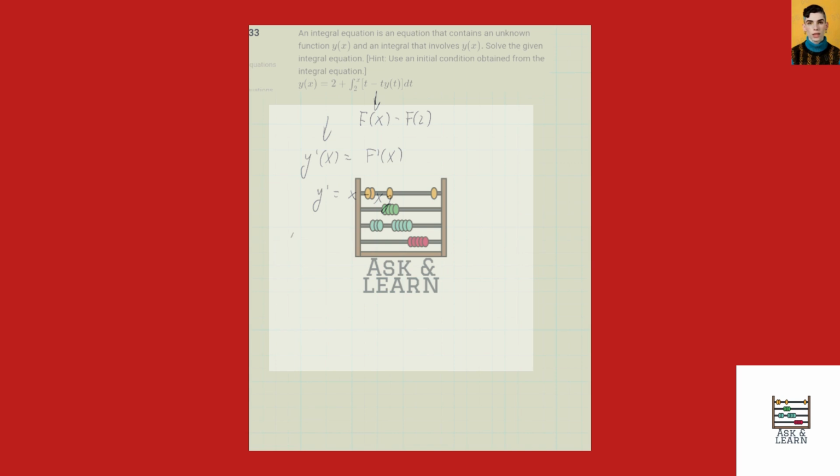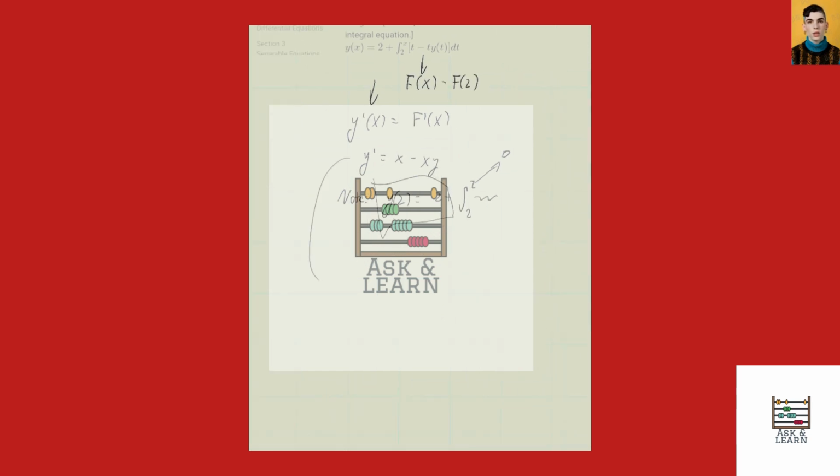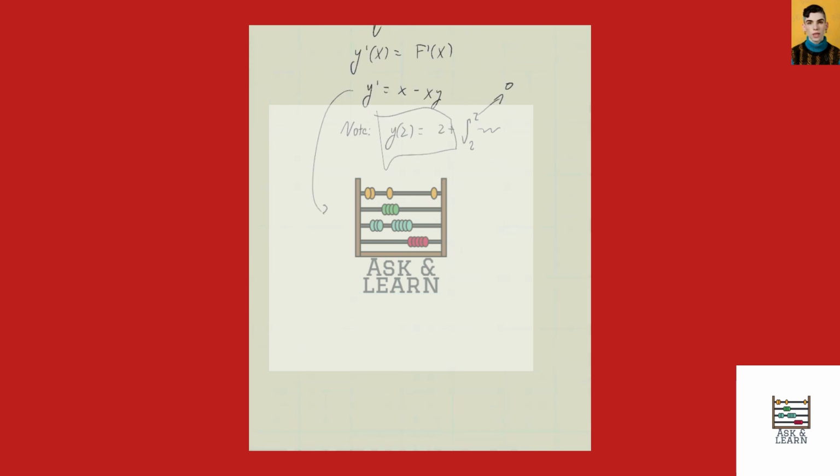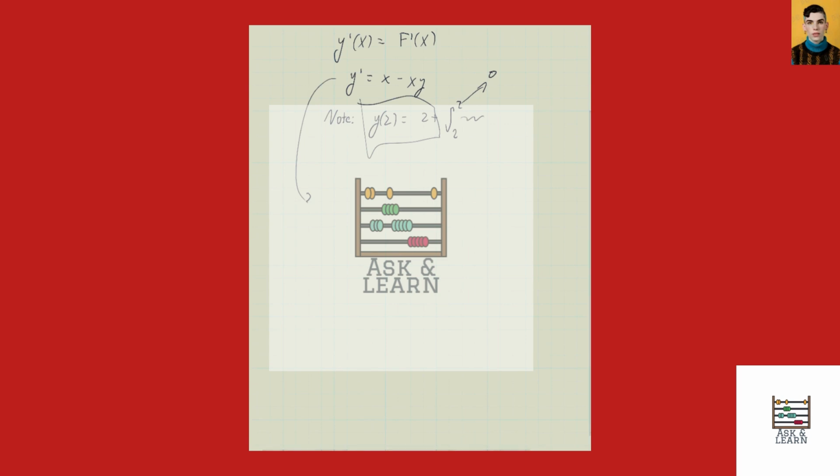Specifically, note that if we evaluate y of 2, then we'd get 2 plus an integral from 2 to 2 of stuff, and if we integrate that, it's always going to go to 0. So we have an initial condition of y of 2 equals 2. So now we have a full initial value problem, and we can see that it is separable.